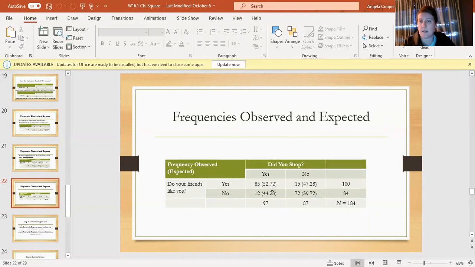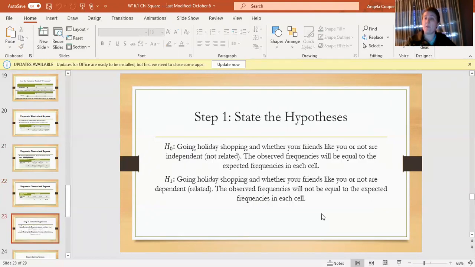Again, the expected frequencies we calculated on the previous slide are in those parentheses: 52.72, 47.28, 44.28, 39.72. I still have the row totals here and the column totals here, as well as the total sample size of 184. But this is essentially what we need to know moving forward. All right, before we start calculating the test statistic, we should probably state our hypotheses and then set the criteria first, right?